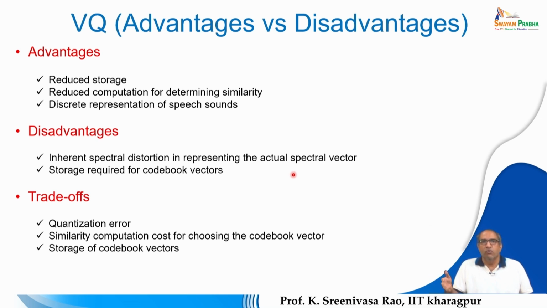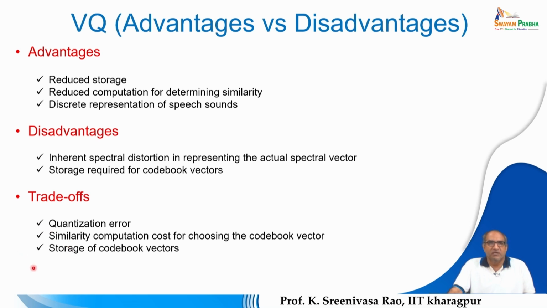If you want to accommodate more variations in the spectral vectors, then the code book size will increase. If the code book size increases, then its effect will be on the storage. That means the storage required will be more. And not only that, the similarity analysis complexity will also increase. So there will be certain trade-offs that exist in vector quantization.